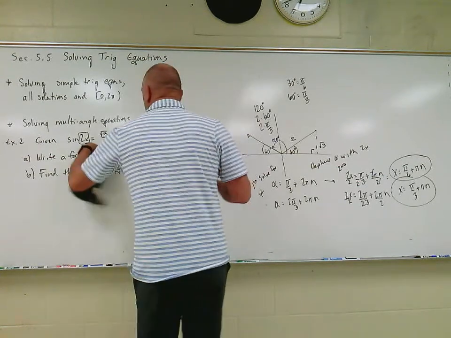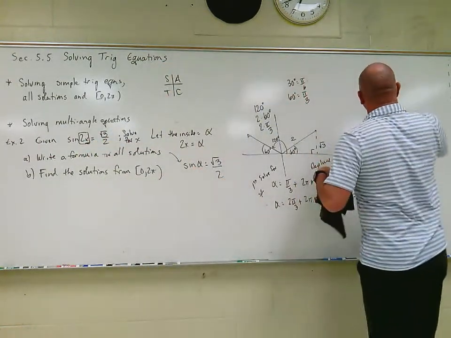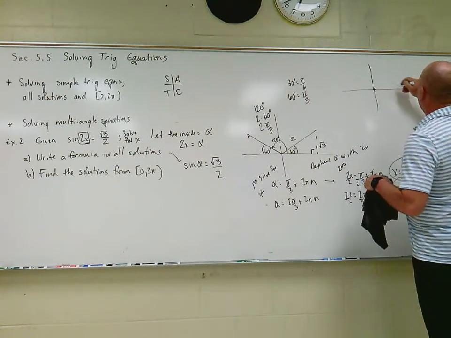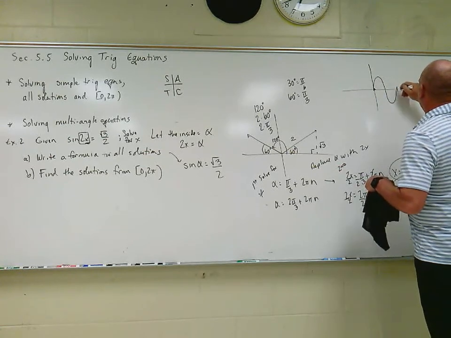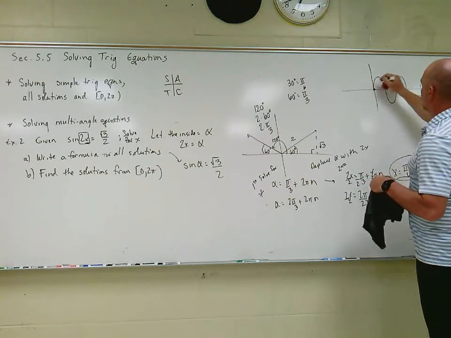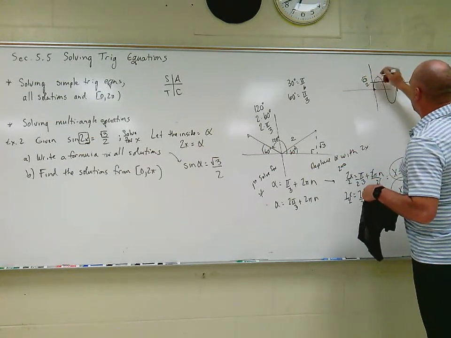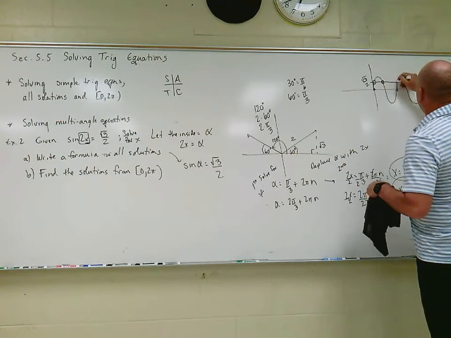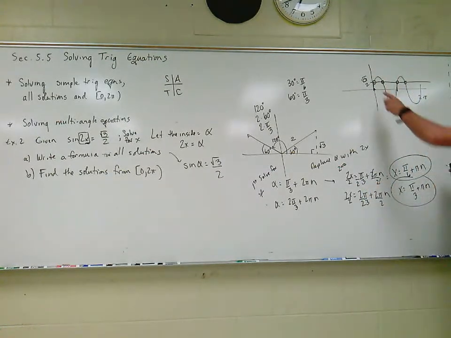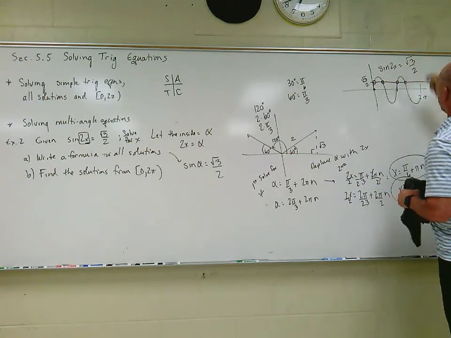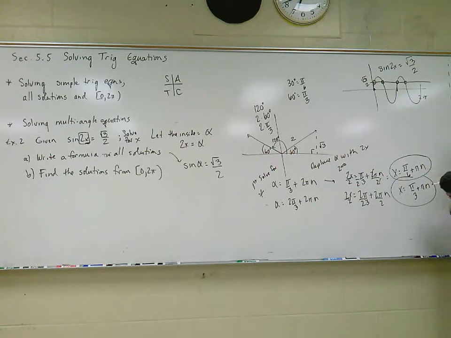If you look at this as a graph, when you put a 2 in front of the x, if we go 0 to 2 pi, what it does is it gives you 2 cycles from 0 to 2 pi. If you look at square root of 3 over 2, square root of 3 over 2 is like a horizontal line here. So you can see from 0 to 2 pi, there's 4 places that the graph of sine of 2x intersects with the line square root of 3 over 2. Because now when we get to the second part, there should be 4 answers, not 2.